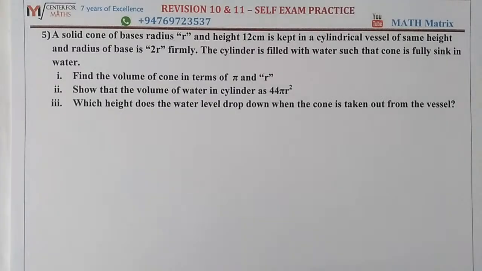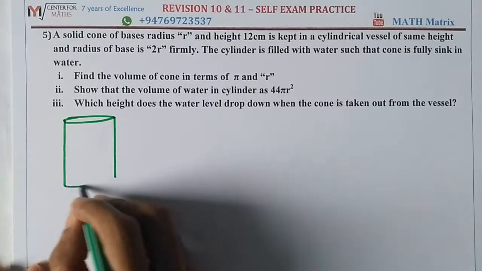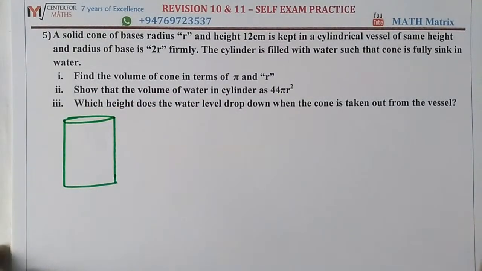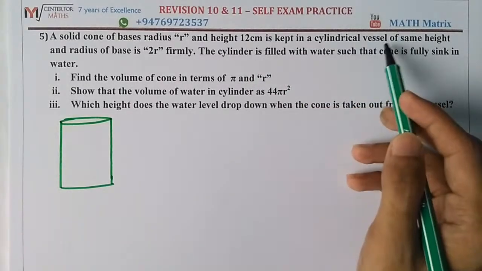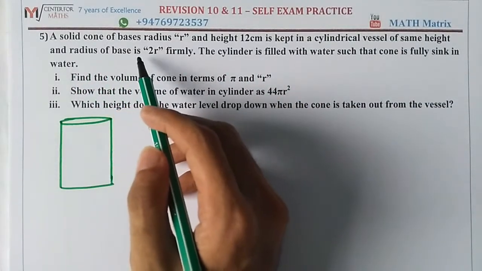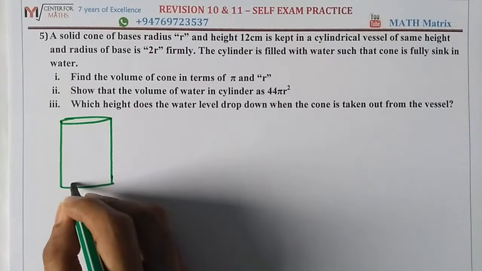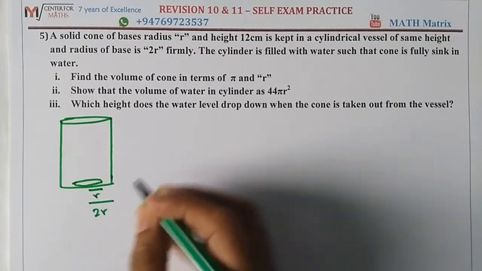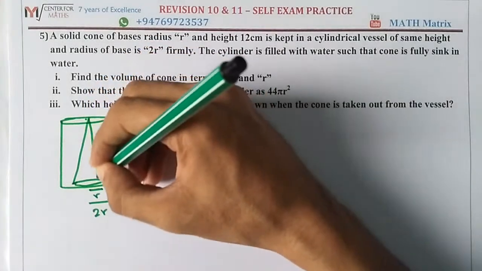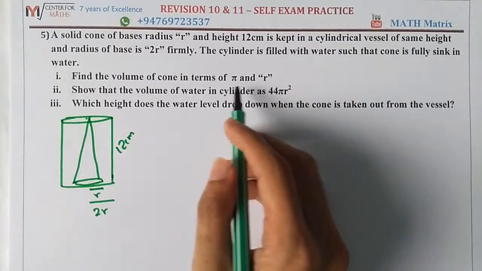So first of all, we'll draw a small diagram for that. It's a very famous question. Already we have done this for the class students. So here is the cylindrical vessel, and there's a small cone with radius r, and the radius of the cylinder is 2r, with the same height. The heights are the same, it's 12 centimeters.